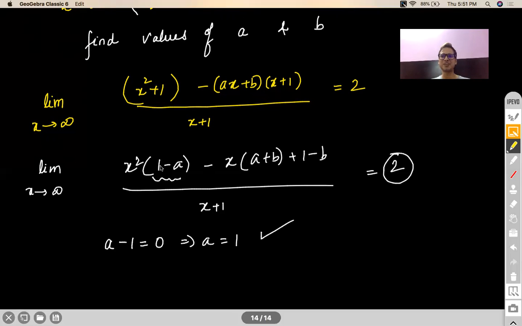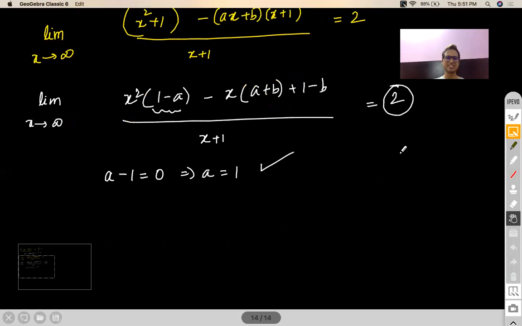It should not be a quadratic. That means your x squared term should not have existed at all. If your x squared term would not have existed at all, its coefficient should have been a 0. That means 1 minus a should have been a 0. That means a should have been a 1. Got it, Prakul?